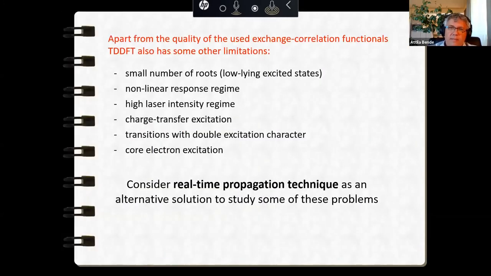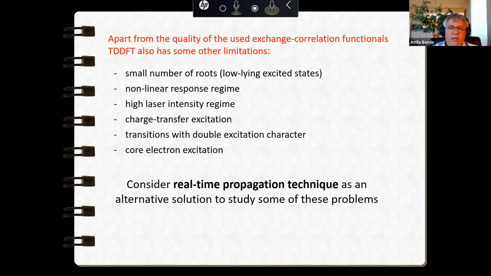So apart from this problem of TDDFT and especially the exchange correlation functionals, there are also some limits of the classical TDDFT theory. It can calculate only a small number of roots exactly, which we call low-lying excited states. It does not take into account the nonlinear response regime. It cannot be applied for the high laser intensity regime. It is the eternal problem of the exchange correlation functionals. It also gives problems for charge transfer excitations, and transitions with double excitation character cannot be captured with this TDDFT. And in the past, there was also a problem with core electron excitation. Nowadays, this problem is mainly solved.